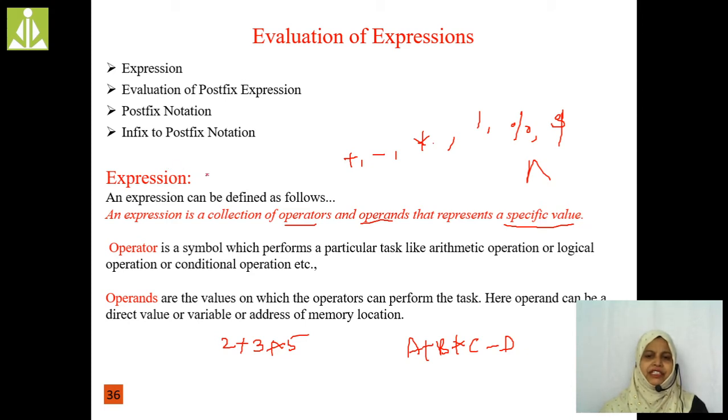Before starting that, what do you mean by expression? An expression consists of a collection of operators and operands. An operator is an entity which is used to perform a specific task. Generally, we use plus, minus, star, divide. All these are operators. Next is the operand, the entity on which the operators perform the operations. Generally, we use variables as operands. 2 plus 3 star 5, 2 plus 3 minus 5, all these are examples of expressions.